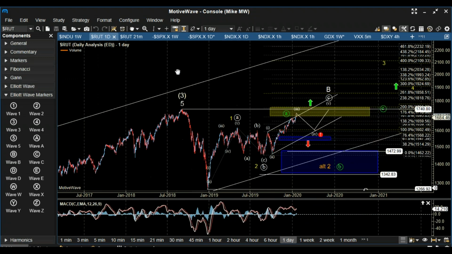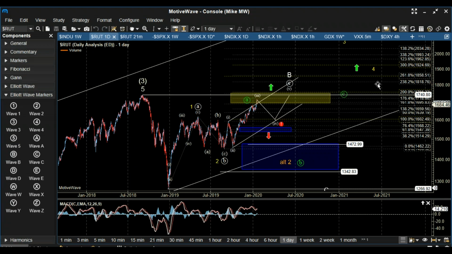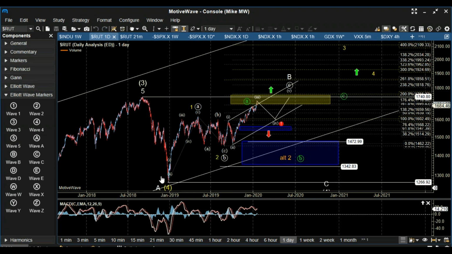And so the Russell 2000 is one that's been much weaker than the other charts. And this one still has the potential to be in even a B wave rather than breaking out in a wave three of three here. So on this count, we've got a 5-wave move for an A wave, and then we've got a 3-wave move for a B wave. And then off of this B wave low, we've got a 1, 2, and then a 3.